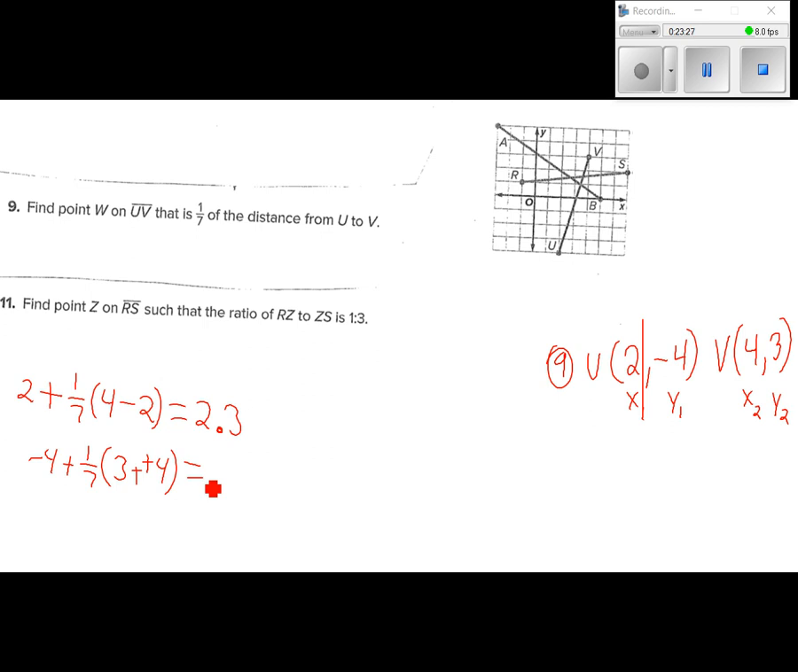What'd you get for this one? -3. -3. Anybody else get that? Yeah. Yes. Then our answer, what's our x coordinate? 2.3. What's our y coordinate? Write that down. I'll give you a second to write. Make sure you got all that written down. I'm going to erase it so I can do number 11.